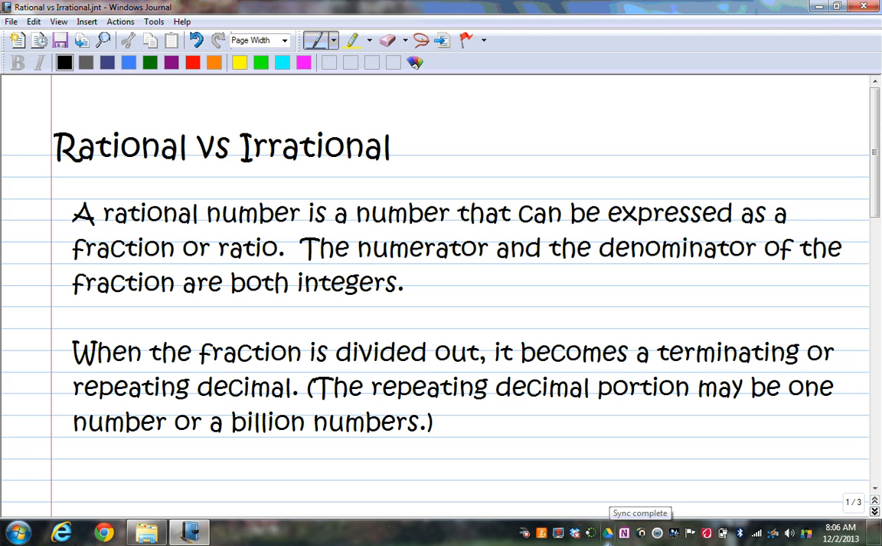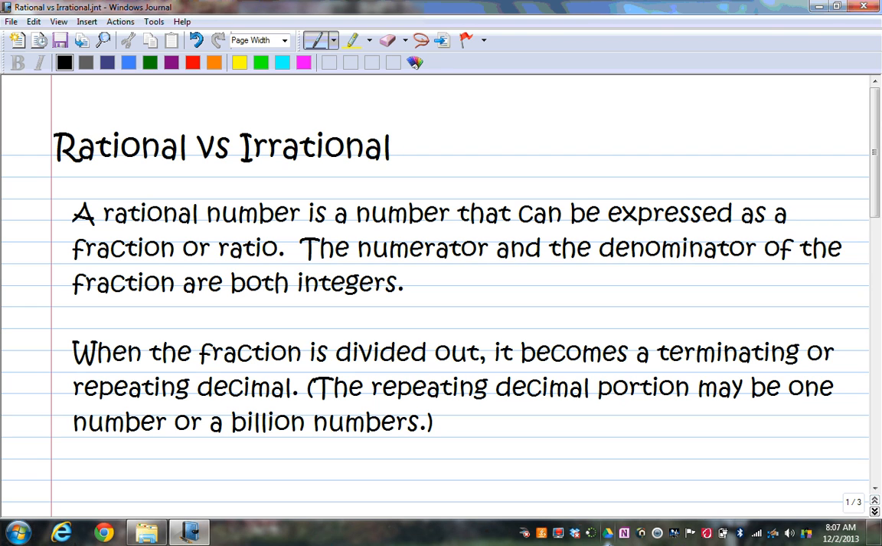A rational number is a number that can be expressed as a fraction or a ratio. The numerator and the denominator of the fraction are both integers, meaning they can be positive or negative numbers, or zero, but you can't have zero in the denominator. And then when the fraction is divided out, when you take the numerator divided by the denominator, it becomes a terminating, meaning it ends, or a repeating decimal.